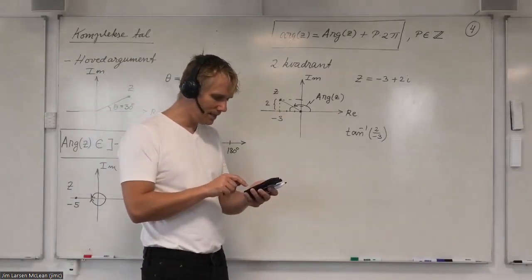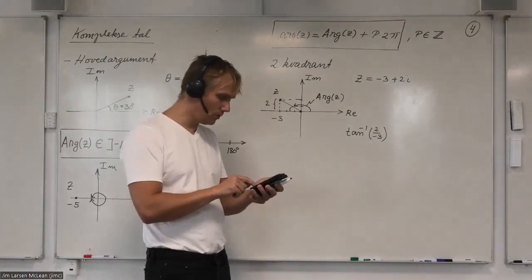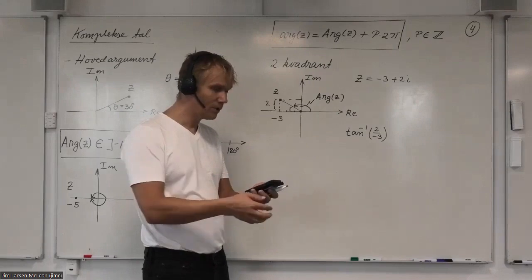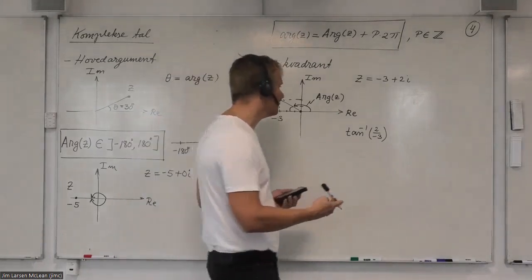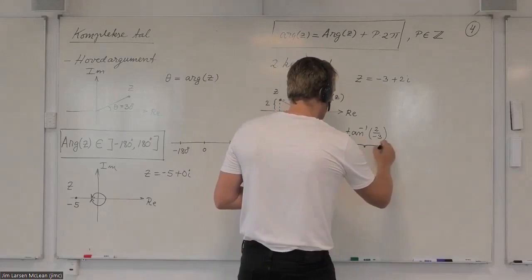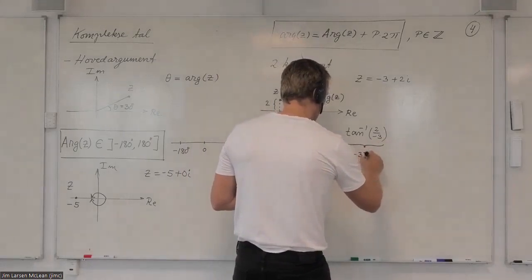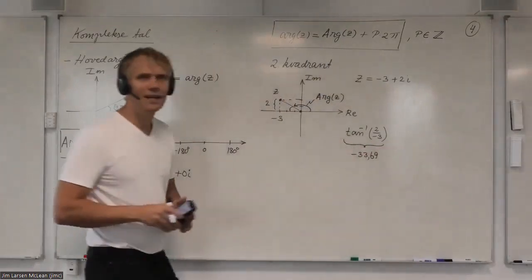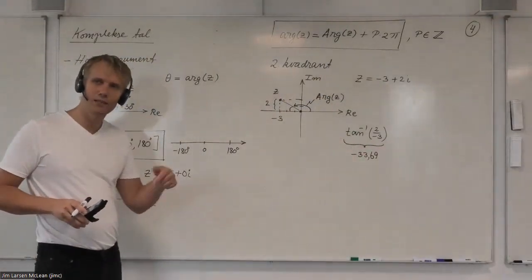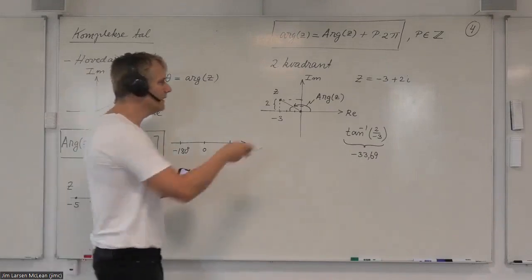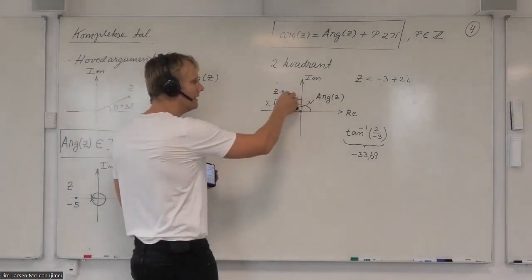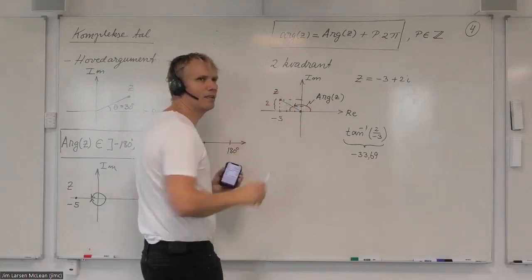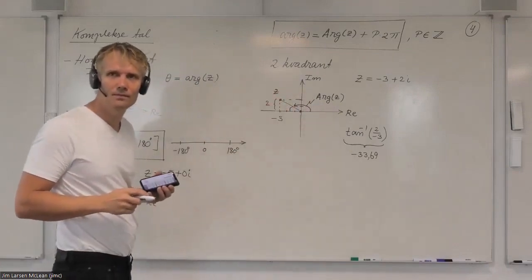If I take the inverse tangent of 2 over -3, then I get -33.69. So it gives approximately -33.69. You think of inverse tangent of something negative, it gives something negative. But the angle we're looking for here, was it a negative angle? No, it wasn't. It was a positive angle. So you can see already that there's reason to think together.